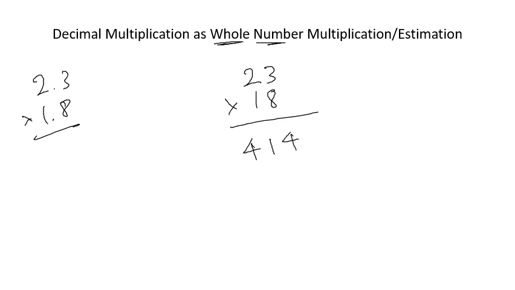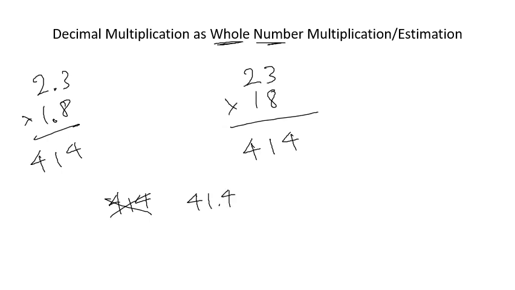So now if I go back and look at my original problem, my 2.3 and my 1.8, I know my answer is going to use 414, but there's no way that a little more than 2 and a little less than 2 is going to make 414. So I can estimate where this decimal place goes, and I've got some options here. So I've got 414, which, okay, that's way too big. A little bit more than 2 and a little bit less than 2 is not going to make 414.